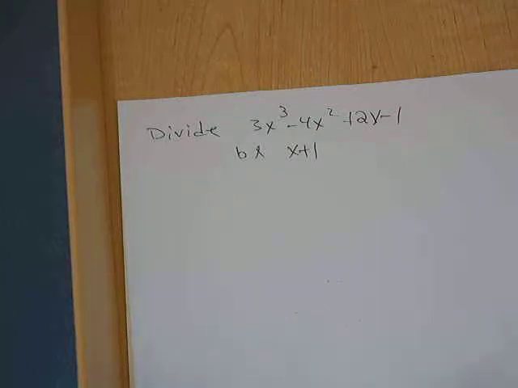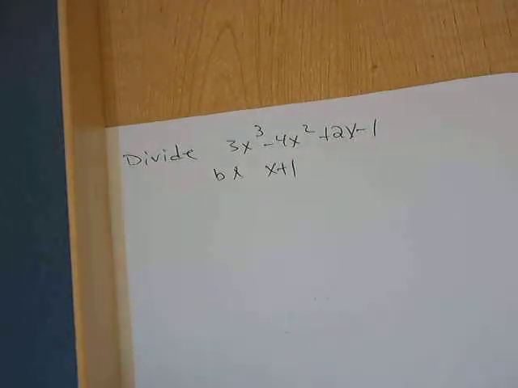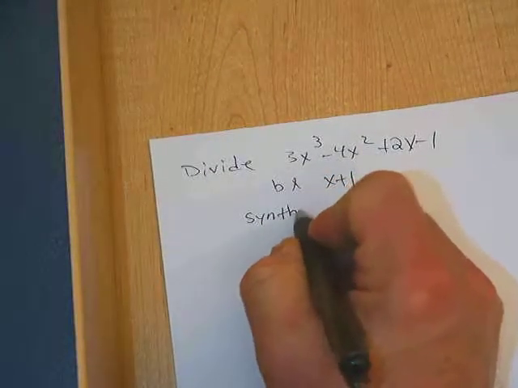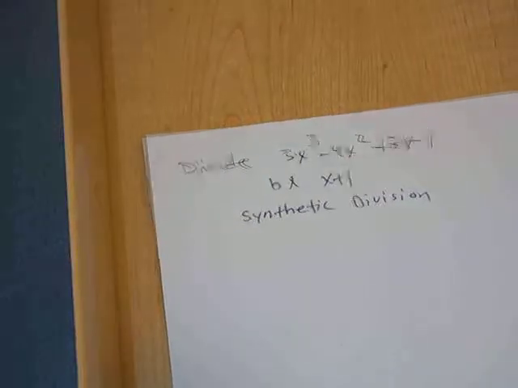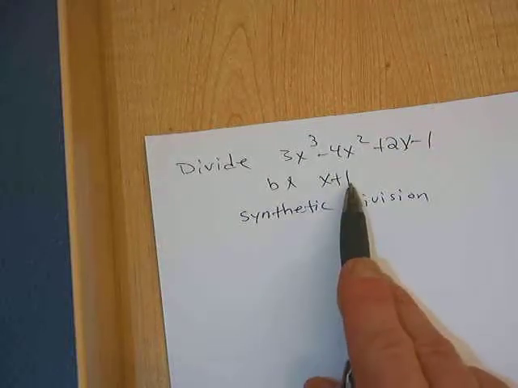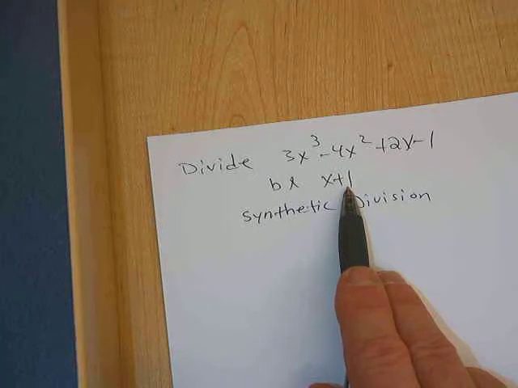Okay, in this example, we want to divide 3x cubed minus 4x squared plus 2x minus 1, and we're going to divide that by x plus 1, but we're not going to use polynomial long division. We're going to use synthetic division. Synthetic division only uses the coefficients and the 0. Now notice I said the 0.